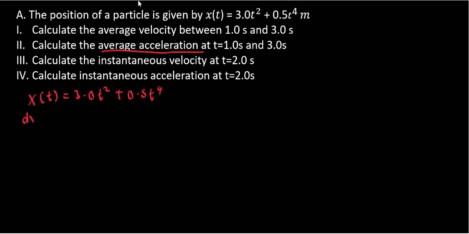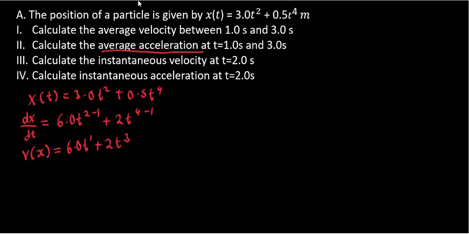Now let's differentiate this to be a velocity. So it will be dx over dt equal to 2 times 3, which is 6.0, then t to the power 2 minus 1, plus 4 times 0.5, the answer is 2, then t to the power 4 minus 1. So you have this equation that we have differentiated. It is what we call the velocity equation: 6t plus 2t to the power 3.